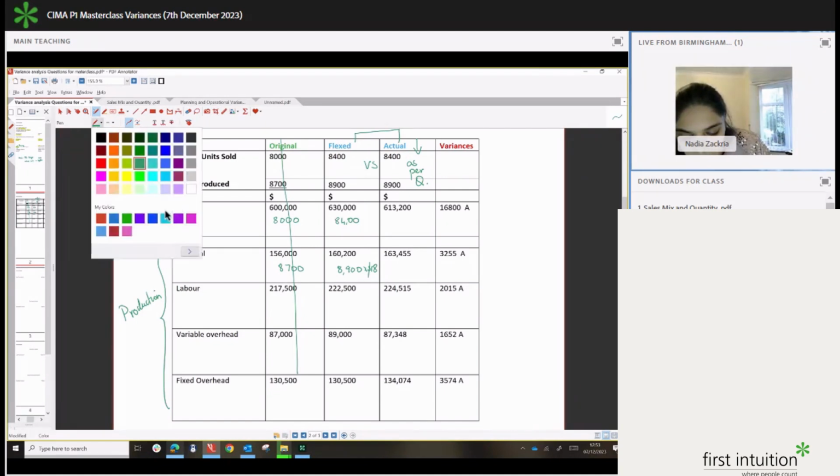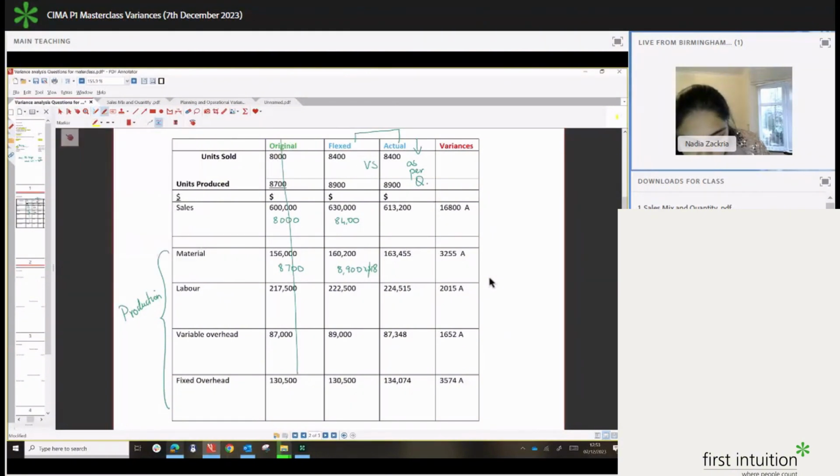So starting with the sales figure, we had planned, according to our budget, we should have earned 630,000, but we only earned 613,200. What did we do? We earned less than we had planned, which is bad. And bad in technical terms means adverse. How do you work out the difference? The difference is always between flexed and your actual. So flex minus actual will give you your number.